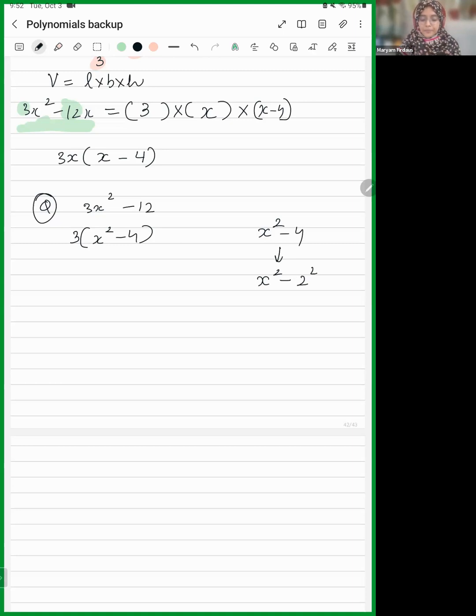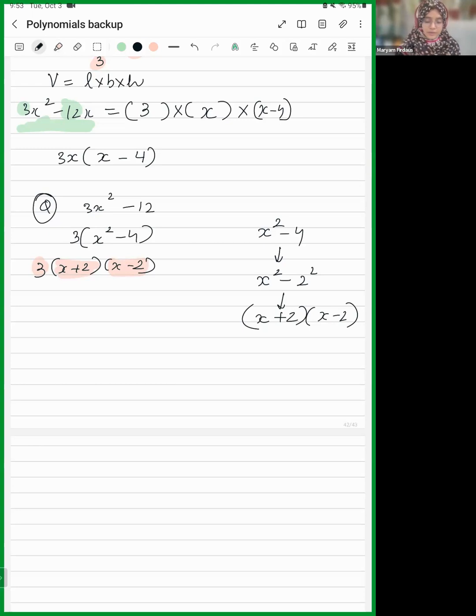Yeah, it can. Then this can be written as x plus 2, x minus 2. So here we are going to write 3, x plus 2, x minus 2. Okay, this is going to be your length, breadth, and height. Fine.